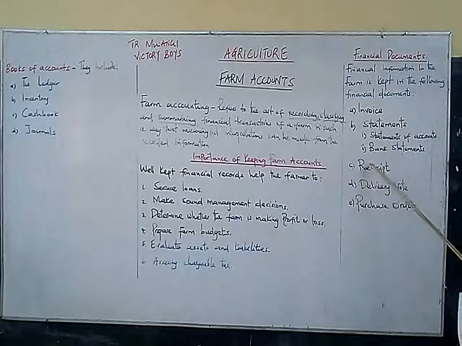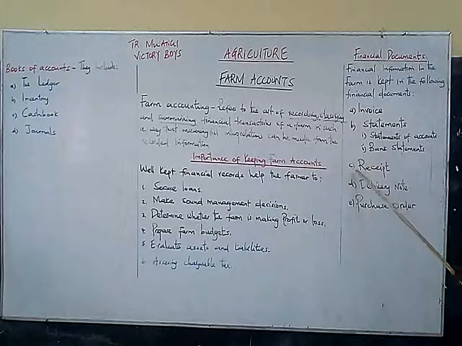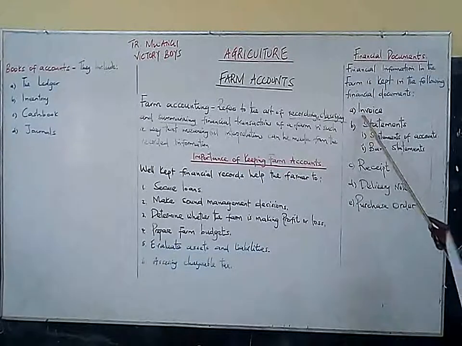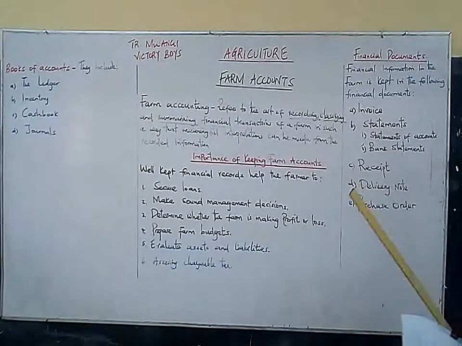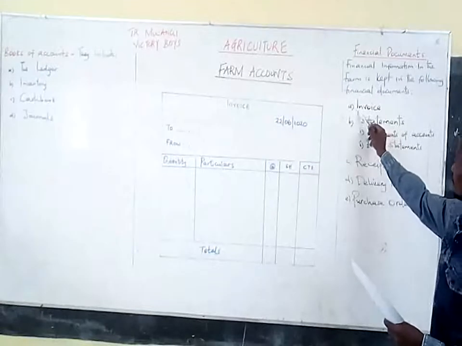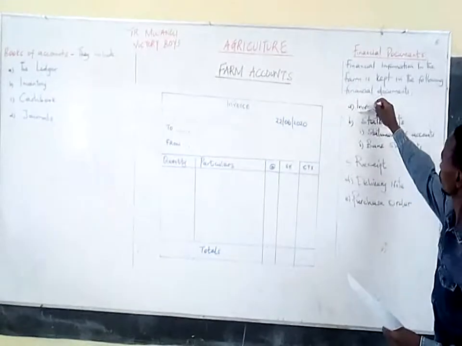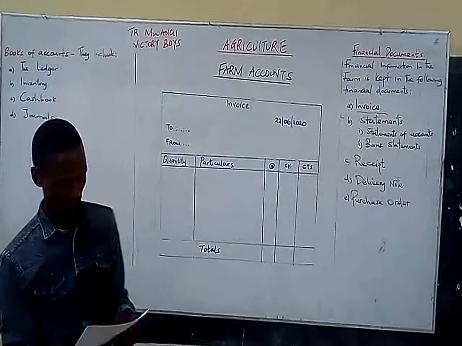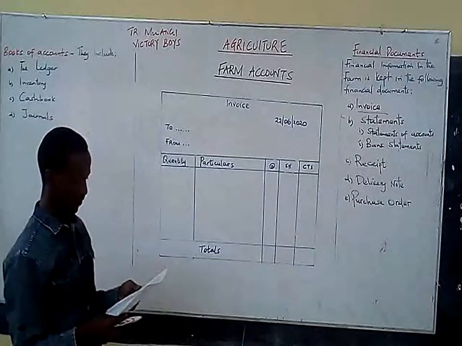Another example of a financial document is the receipt, followed by the delivery note, and then the purchase order. So we will begin by looking at the invoice. So what is an invoice? We start by defining what an invoice is.